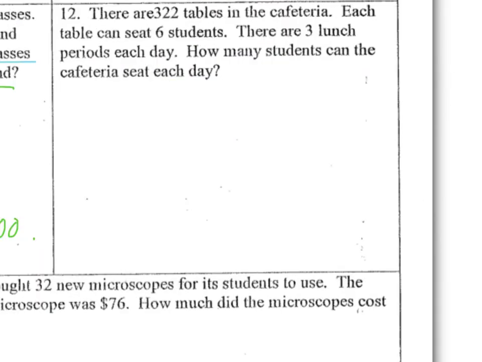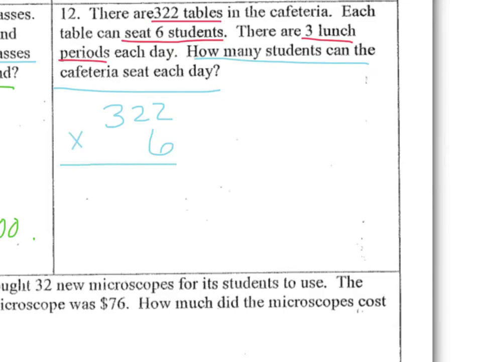Now we're at number 12. Go ahead and pause to read the question. So we need to answer the question, how many students can the cafeteria seat each day? Well, if there are 322 tables, each table seats 6, so that's 6 equal piles. So let's multiply. 6 times 2 is 12. 6 times 2 again is 12, but plus 1 is 13. And then 6 times 3 is 18, plus 1 is 19.